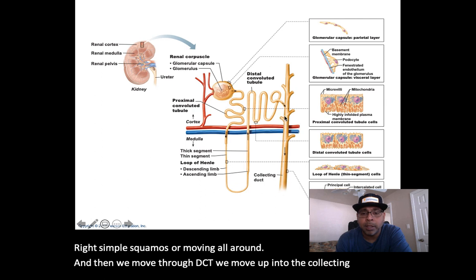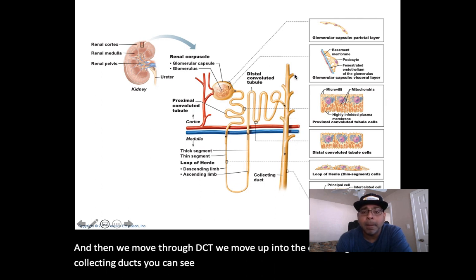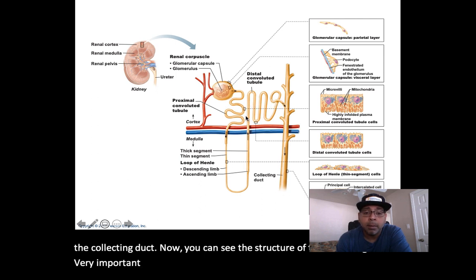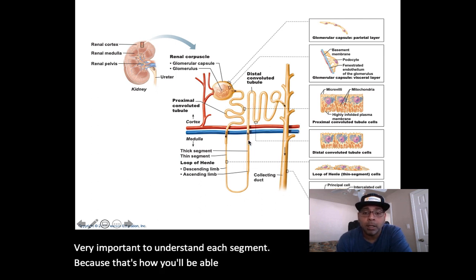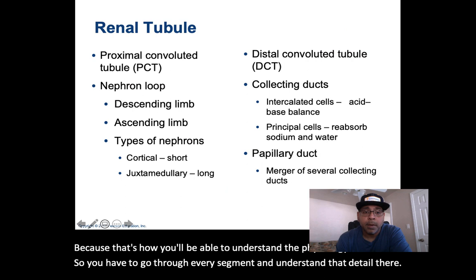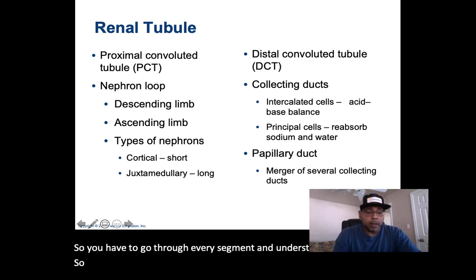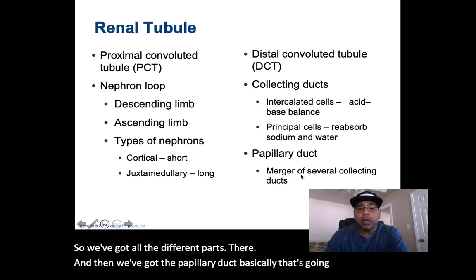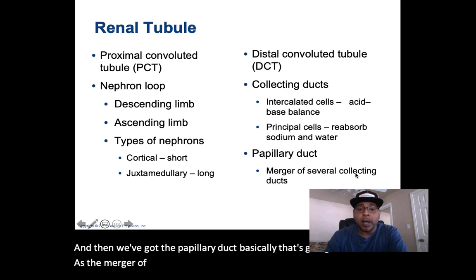The collecting ducts, you can see, receive basically many DCTs. We talk about the collecting duct, now you can see the structure of the collecting duct. Very important you understand each segment, because that's how you'll be able to understand the physiology. So you have to go through every segment and understand that detail. So we've got all the different parts there. And then we've got the papillary duct, basically, that's going to be found as the merger of several collecting ducts.